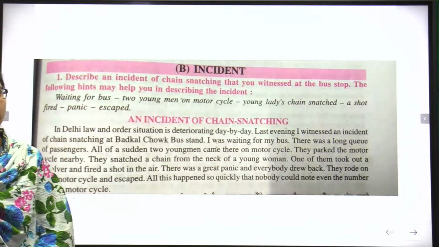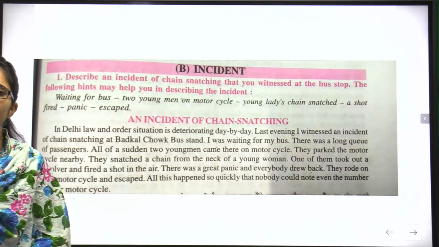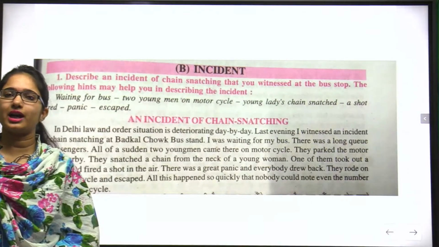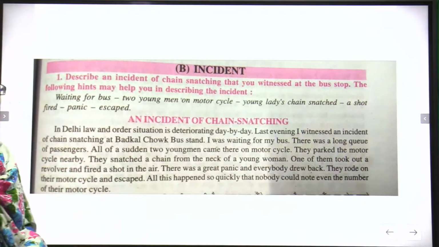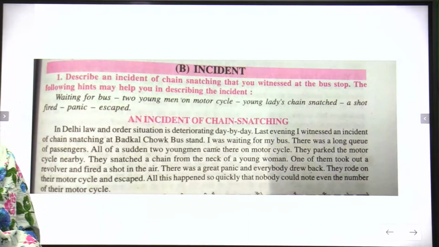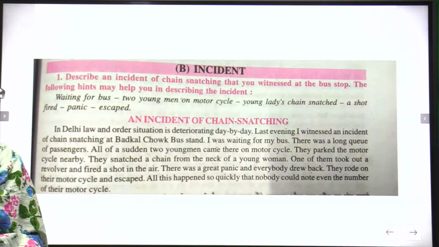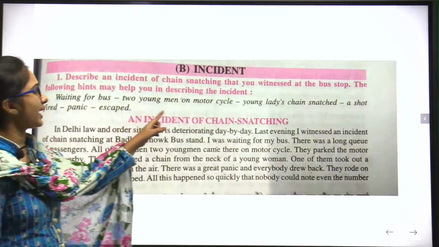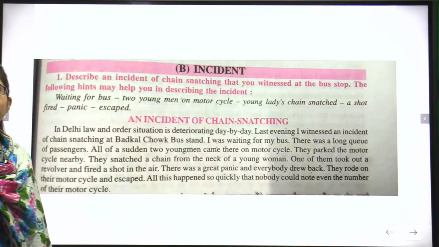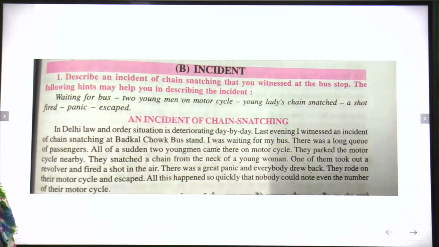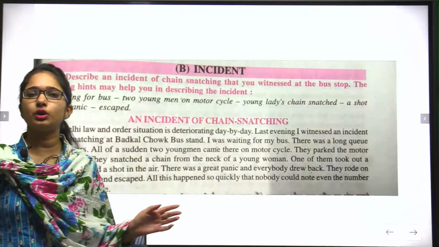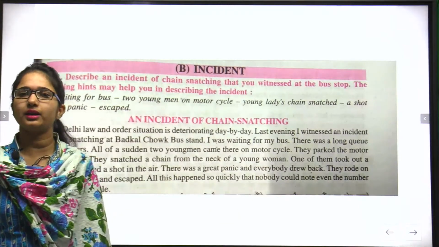The following hints may help you in describing the incident. They may give you some hints for your help so that you can describe the incident more clearly. With the help of the hints, and with the help of the video and the pictures which I have shown you, we will describe an incident. First, we will read out the hints which are given to us. Waiting for bus. Two young men on motorcycle. Young lady's chain snatched. A shot fired. Panic escape. So these are some of the points that we can use while we are writing an incident.